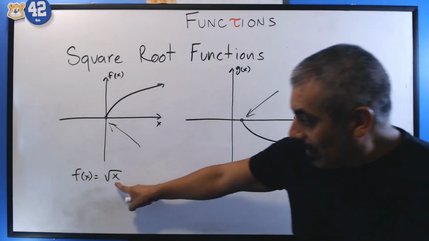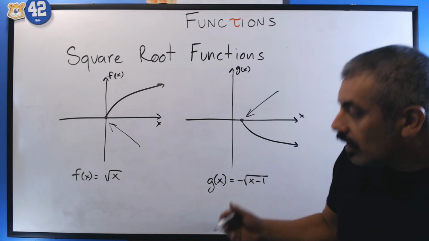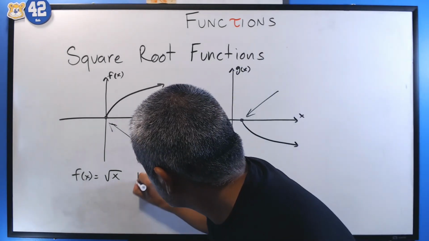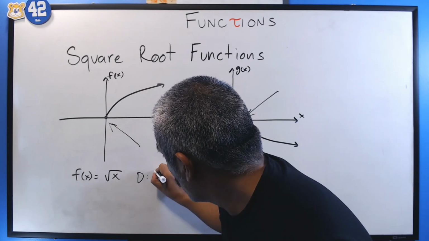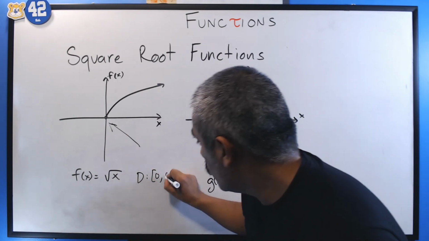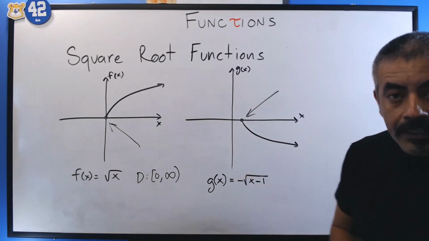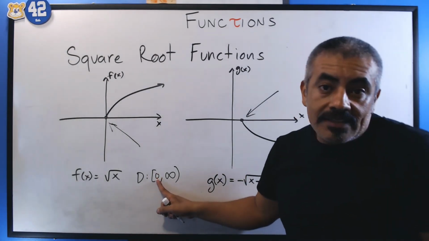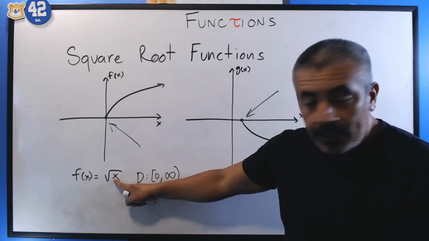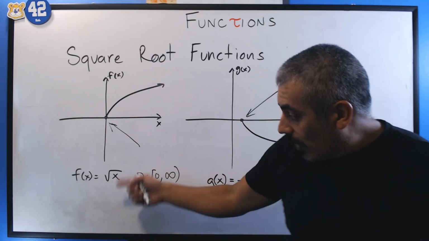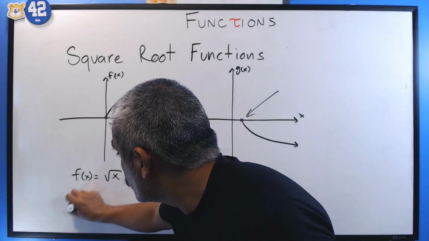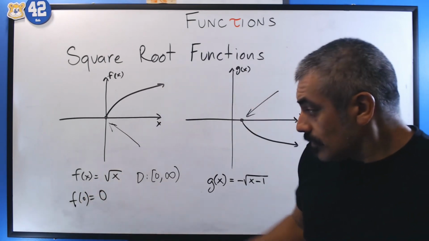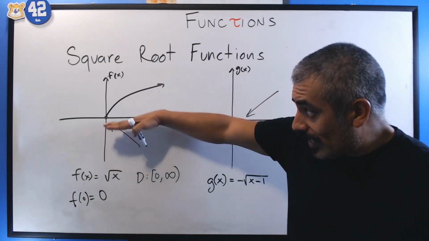Now, by looking at the domain of this one, we know that the domain goes from 0 to infinity. So here I'm going to say domain is going to go from 0, including 0, all the way to infinity. Now, since the lowest value we can plug in for x is 0, it stands to reason that we're going to plug it in and we're going to get square root of 0, and that's going to give us f of 0 equals 0. So that point right there is (0, 0).